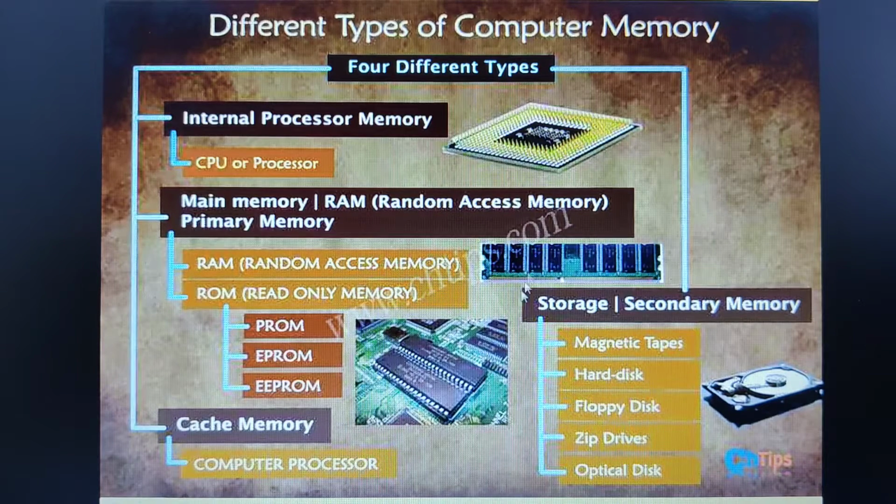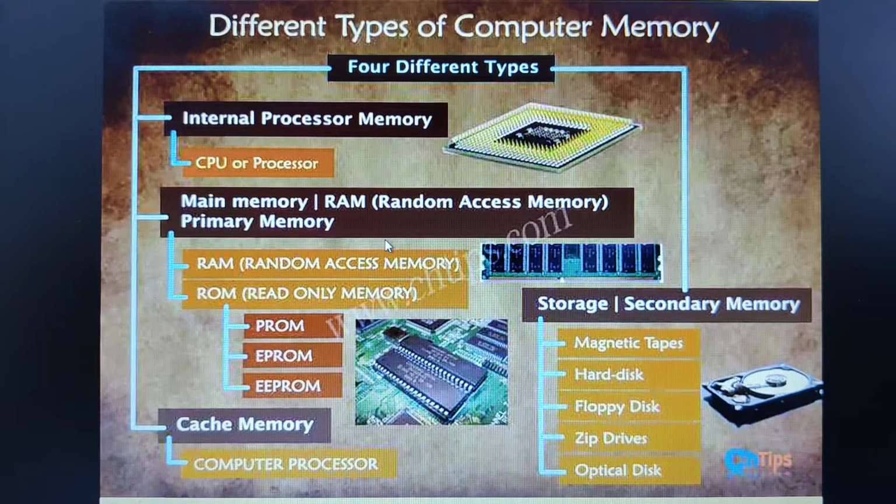But there are different types of memory that exist in the computer system. The first is internal processor memory, which is memory stored in the processor itself. Even the cache memory is an internal memory that is enclosed in the processor itself. So we have internal processor memory and cache memory. We have primary memory and secondary memory. But mainly the computer system divides the memory into two forms: one is the primary memory, the other one is the secondary memory.